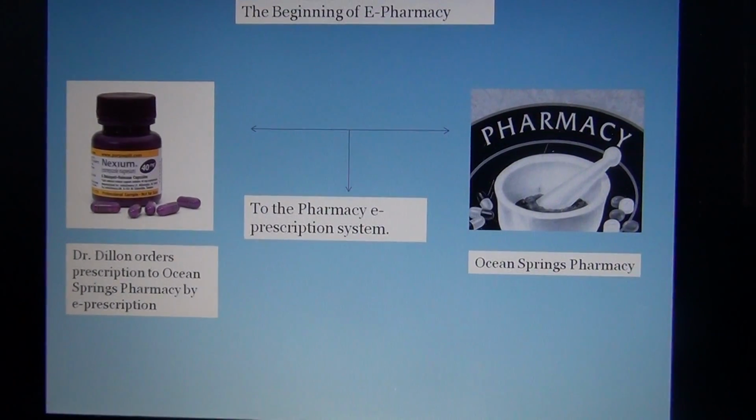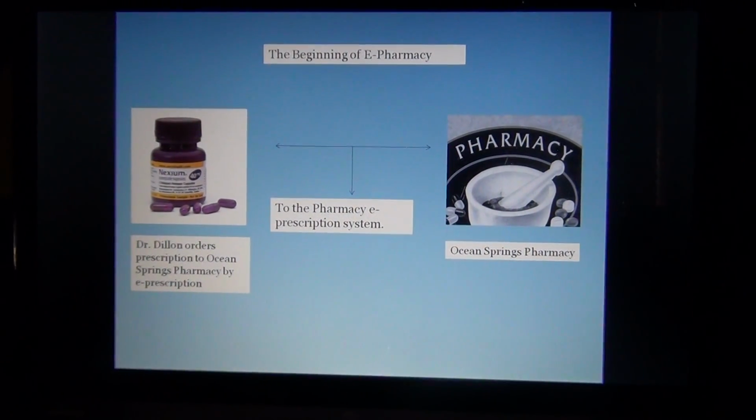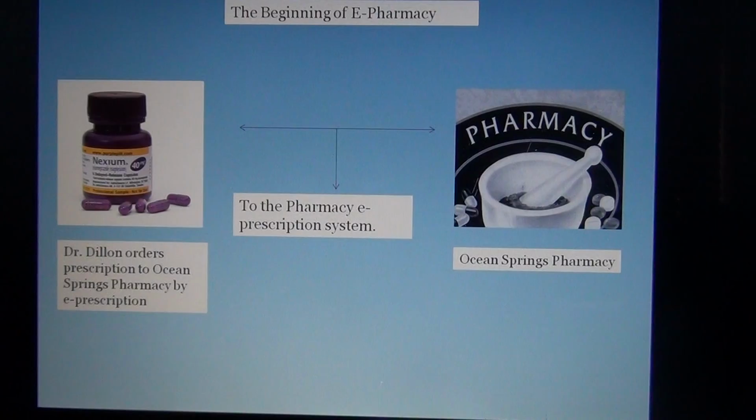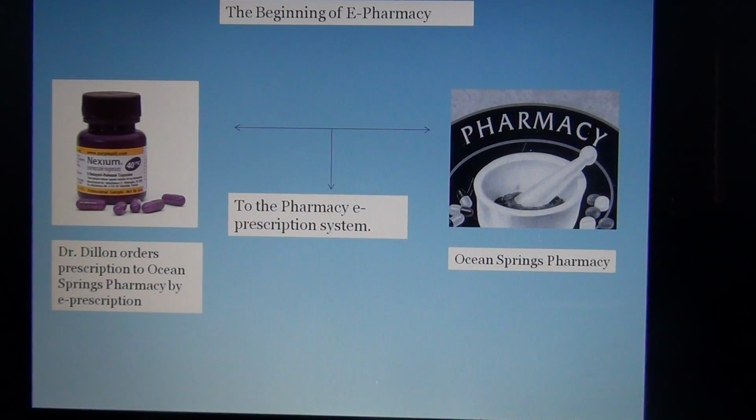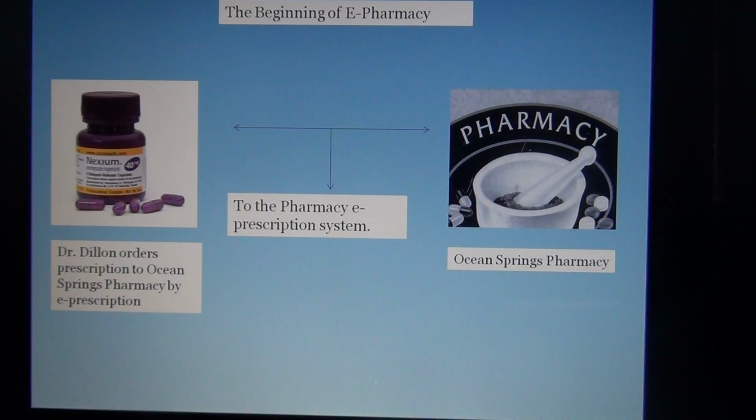The system is fairly easy, and this is just the beginning of an e-pharmacy system. Just trying to give you the idea of how it all works. Dr. Dillon orders a prescription to Ocean Springs Pharmacy by e-prescription. The patient goes to Ocean Springs Pharmacy. Then the pharmacy e-prescription goes to the computer, so it's now in the pharmacy's prescription system.